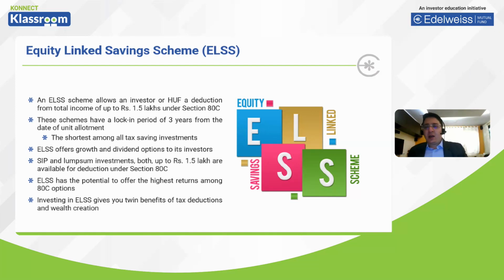A, tax deductions. B, because it's equity linked, it is also giving you the option and probability of wealth creation. But for wealth creation, obviously, the idea would be that you stay in longer and don't look at redeeming as soon as the lock-in goes over. And that's the approach which I would want to follow if I wanted to optimize these two twin benefits of tax deduction, at the same time help my money create more money.